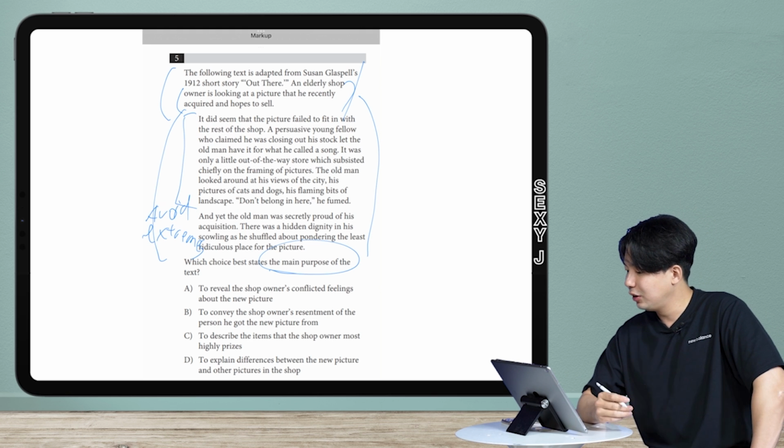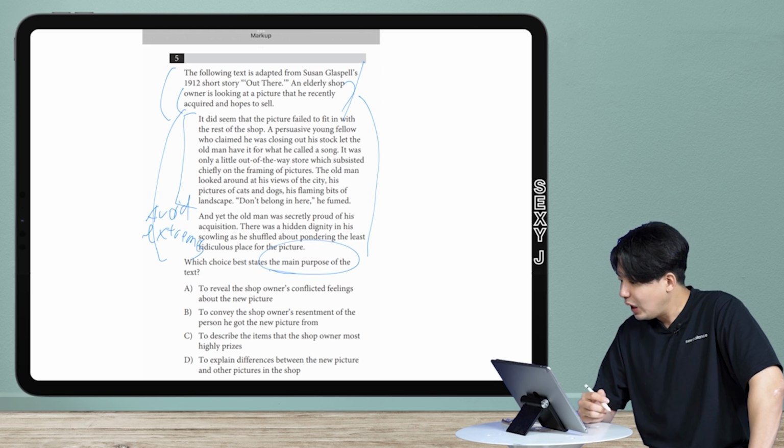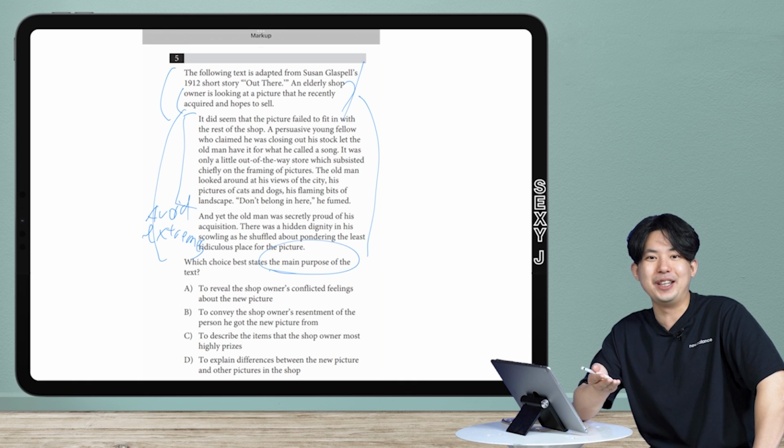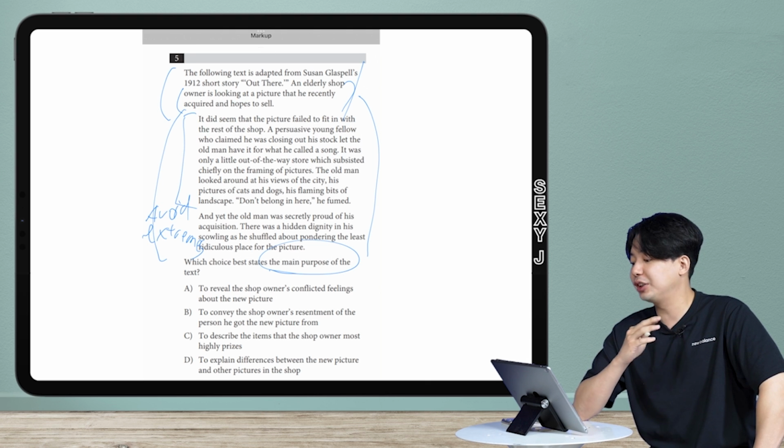Look at these words. A persuasive young fellow who claimed he was closing out of stock let the old man have it for what he called a song. What on earth does that mean? To let somebody have something for what he called a song. Nobody in American English probably speaks like that in 2023, right? So that's going to throw people off.